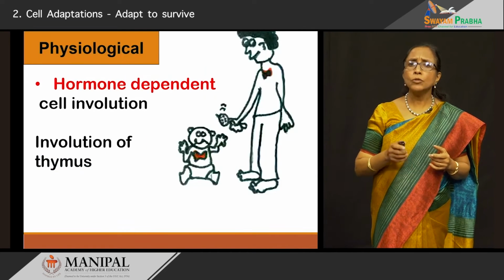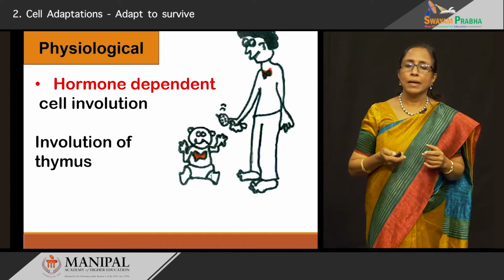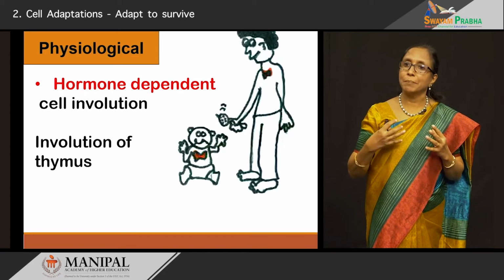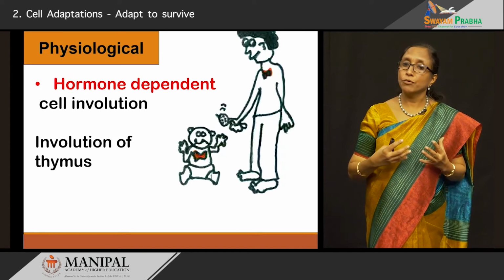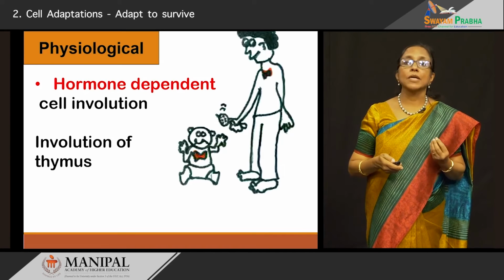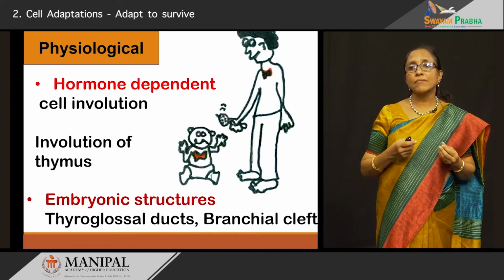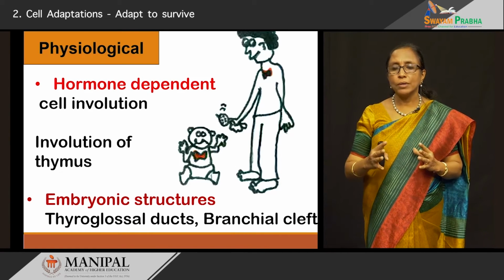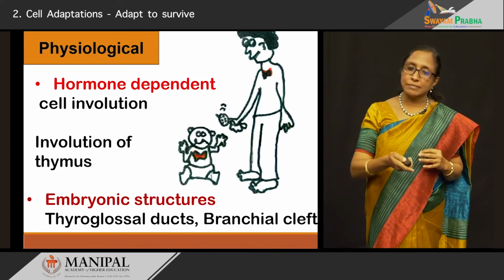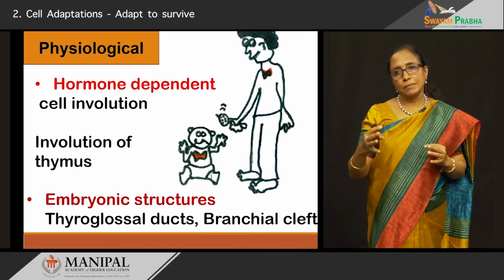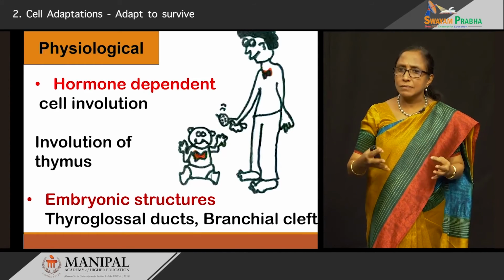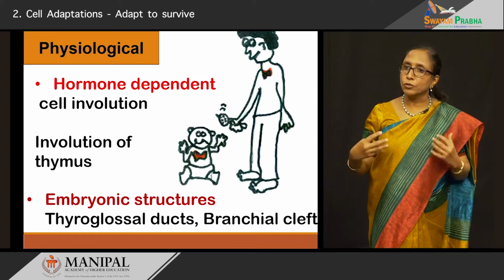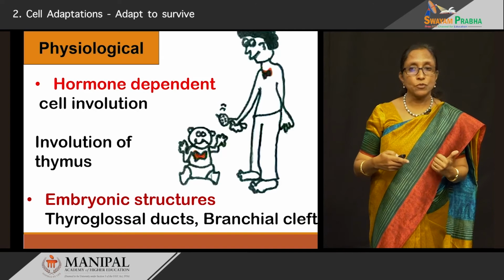Now, to look at physiological conditions, we see them in various hormone dependent conditions, for example, the thymus. The thymus is huge or big in the baby, because it is required there for various immune functions. But when the child grows, the thymus involutes, it becomes small. Similarly, there are several embryonic structures which are there during the fetal life, but as the baby is born, many of these disappear. Like for example, the thyroglossal duct, the branchial cleft, and the reproductive system that is formed from the Wolffian and the Müllerian systems, all of them change so that they are not there during the adult life. They are all atrophied, and all this is by the process of apoptosis.